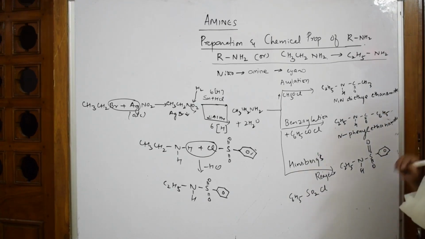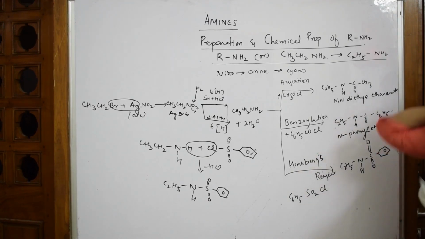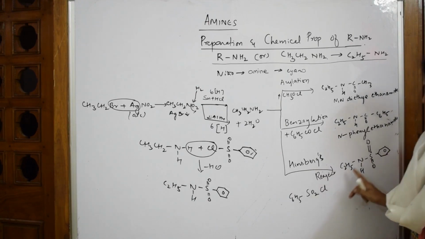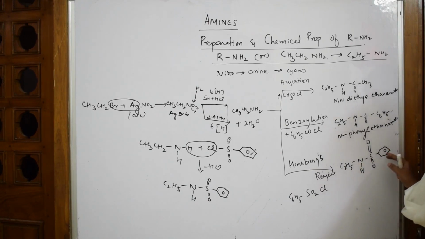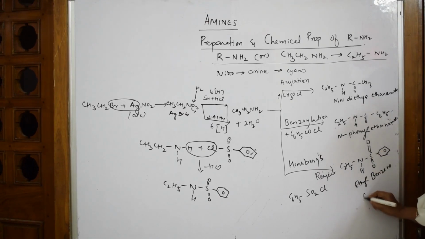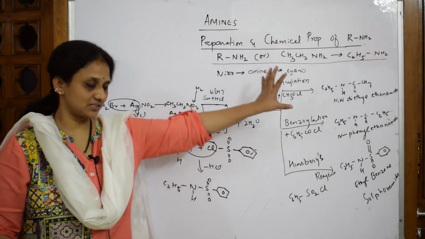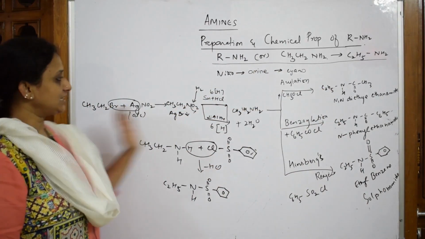Now, what is this compound? This compound is benzene sulfonamide. Okay, now this is ethyl, right? So you can write N-ethyl benzene sulfonamide. Simple, isn't it? Now these are the complete reactions. This is one set of reactions which you can study directly.